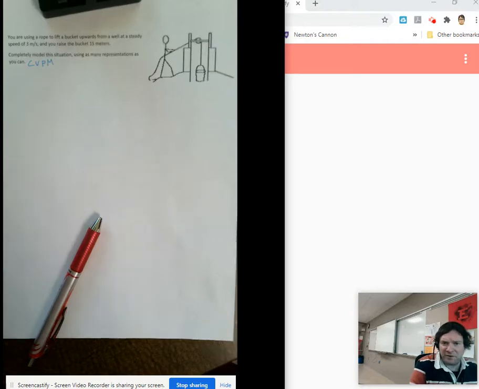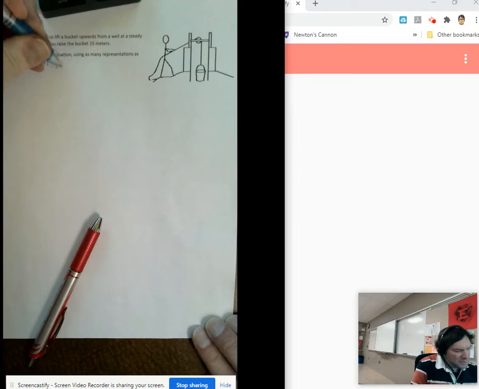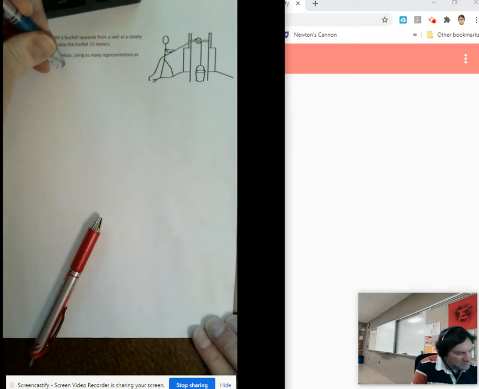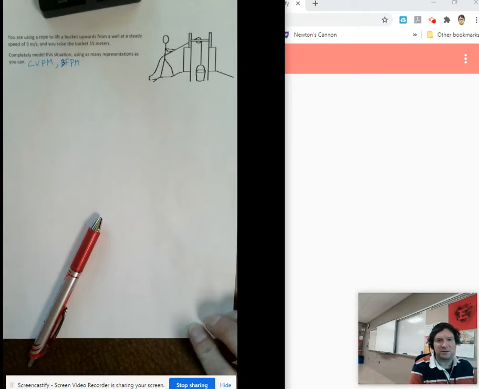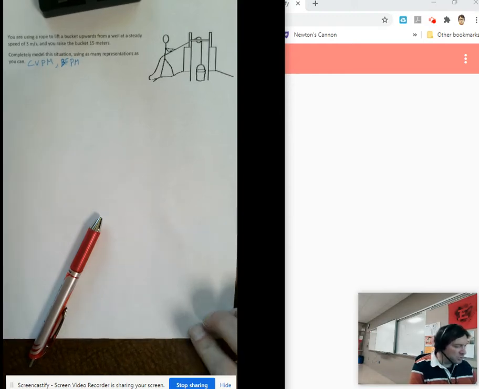Also, if the bucket is being pulled by the rope upwards with a constant velocity, then that seems to me like the forces should be balanced. So the balanced force particle model should also apply since the velocity is not changing. So thinking about what representations I can use for the constant velocity model and for the balanced force model, I could begin with a motion map.